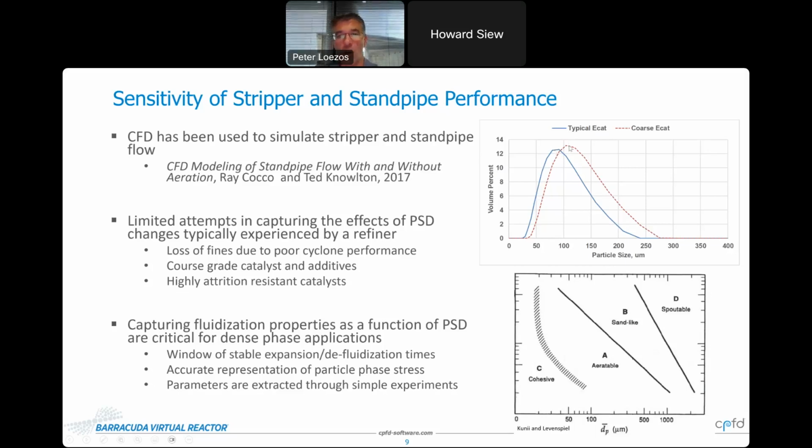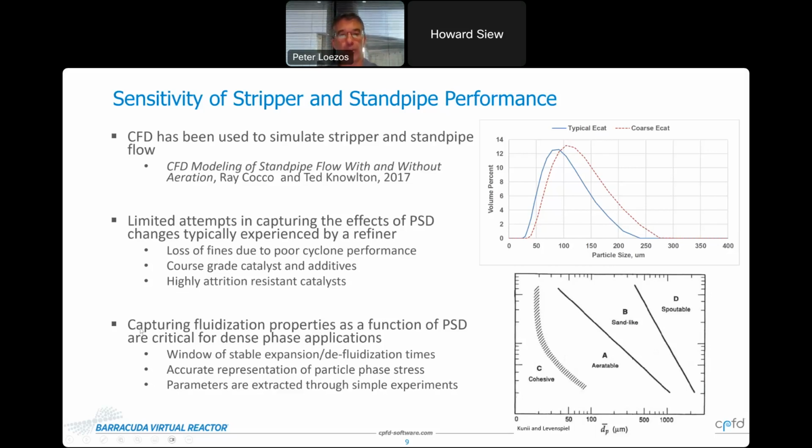So what causes these PSD shifts? It could be loss of fines due to poor cyclone performance. The refiner could be using a coarse grade catalyst or additive, or you could be using a highly attrition resistant catalyst. And that's more common in chemicals applications where the cost of the catalyst is significantly higher than that of FCC cat.